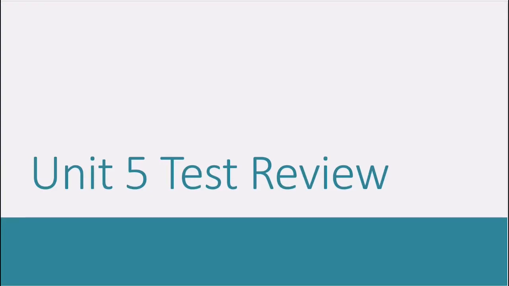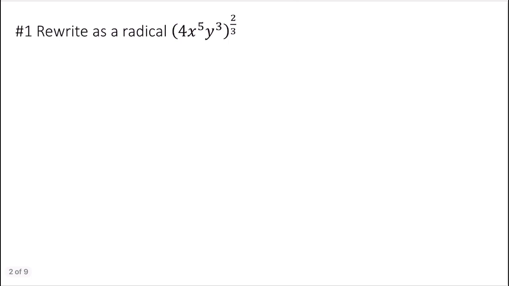So in this video, we're going to go over the problems that are in the Unit 5 test review. So let's try rewriting this problem as a radical. You can see here we have a rational exponent, right? Remember, the numerator will become the power, and the denominator will become the index of the root. So let's try rewriting this.